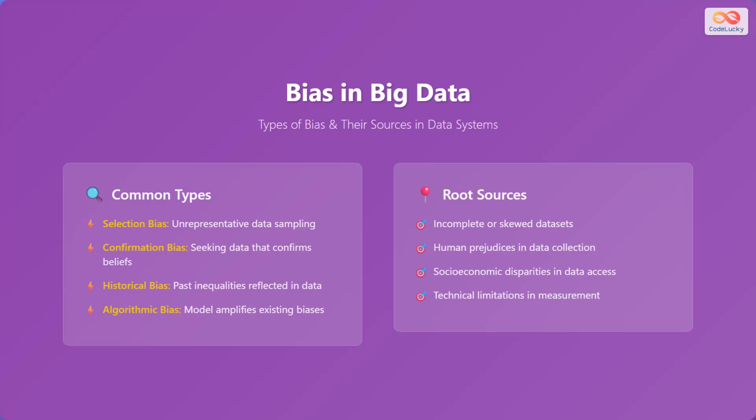The sources of these biases include incomplete or skewed datasets, human prejudices in data collection, socioeconomic disparities in data access, and technical limitations in measurement. Recognizing these sources helps us mitigate bias more effectively.